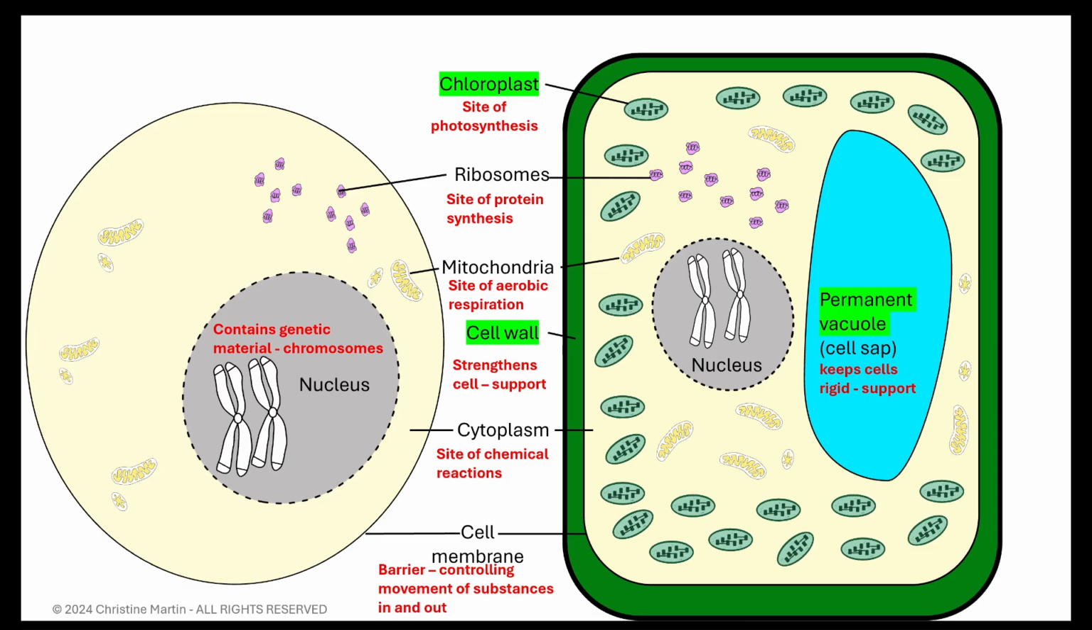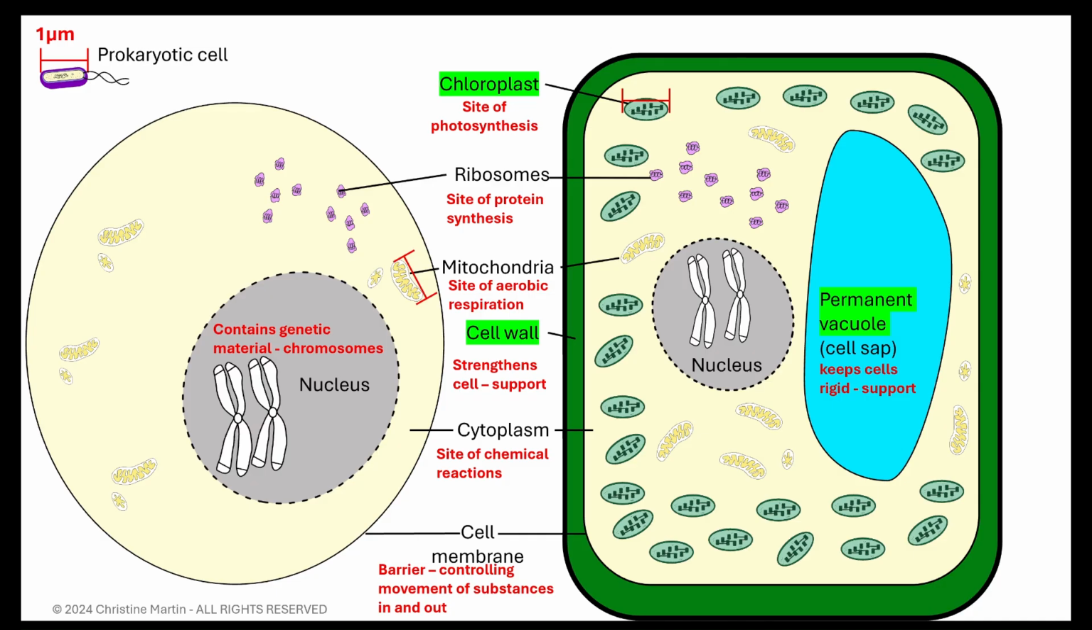And then the last thing to note when we look at plant cells is the permanent vacuole. Now, the permanent vacuole contains cell sap, and this is what keeps the cells rigid to allow for this support. So the fact that the cell wall is present for support and the fact that the permanent vacuole will be filled with the cell sap keeps this rigidity of the cell, and therefore the shape of the cell for plant cells is very different to that of animal cells.